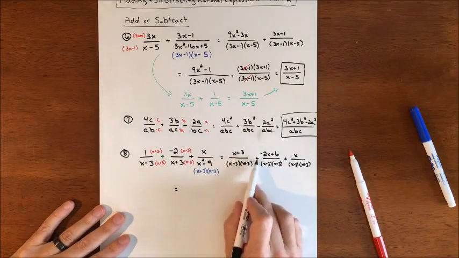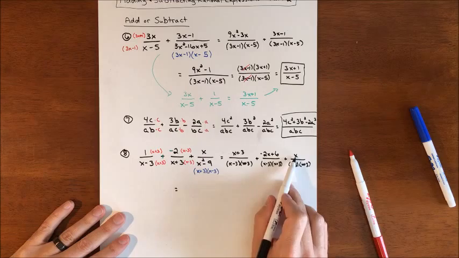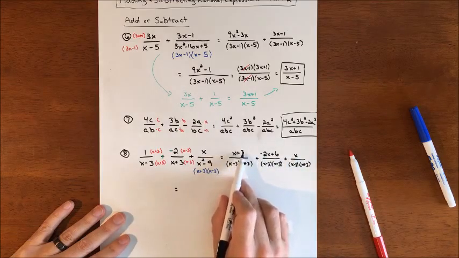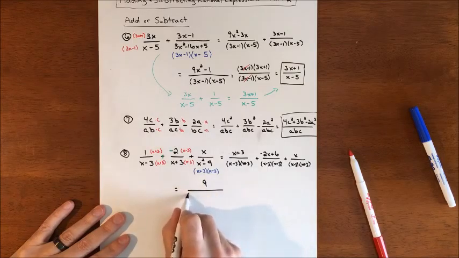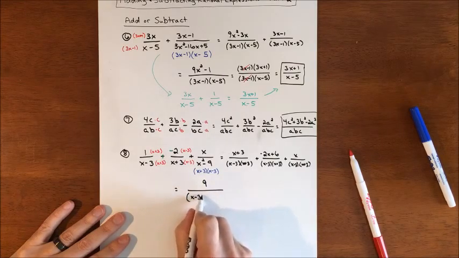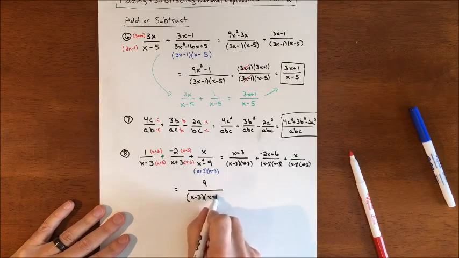And so now let's put everything together that we can. So we have an x plus a negative 2x plus an x. Those actually will cancel each other away, and we're just left with the 3 and the 6 making 9 over x minus 3, x plus 3.